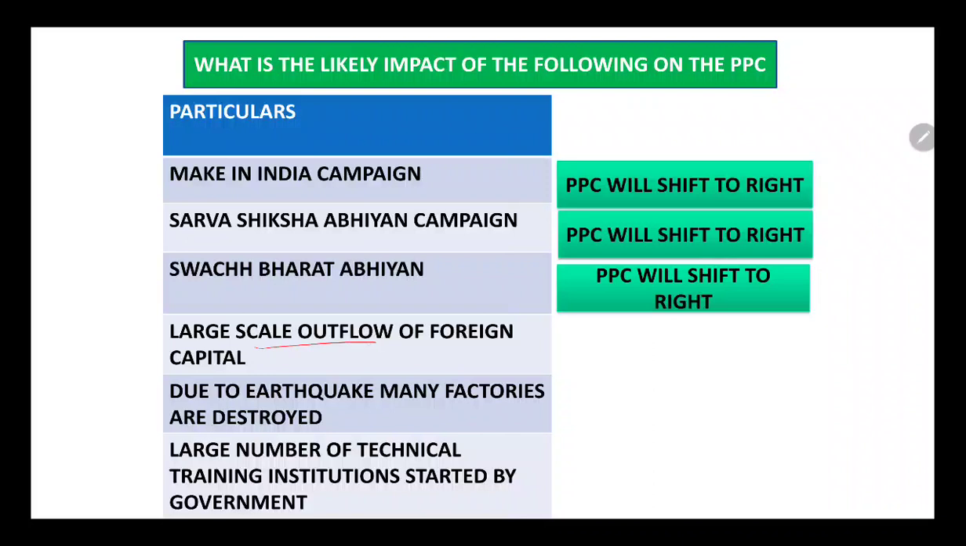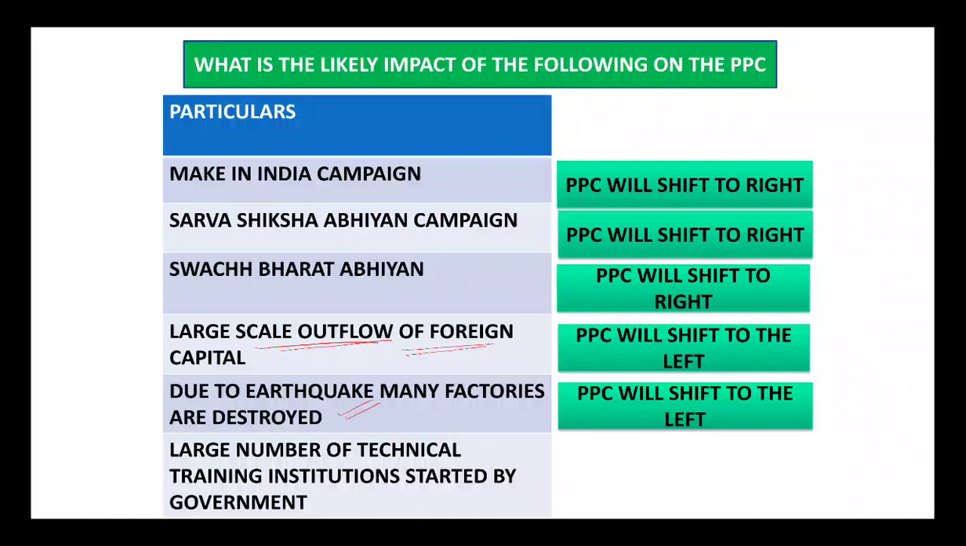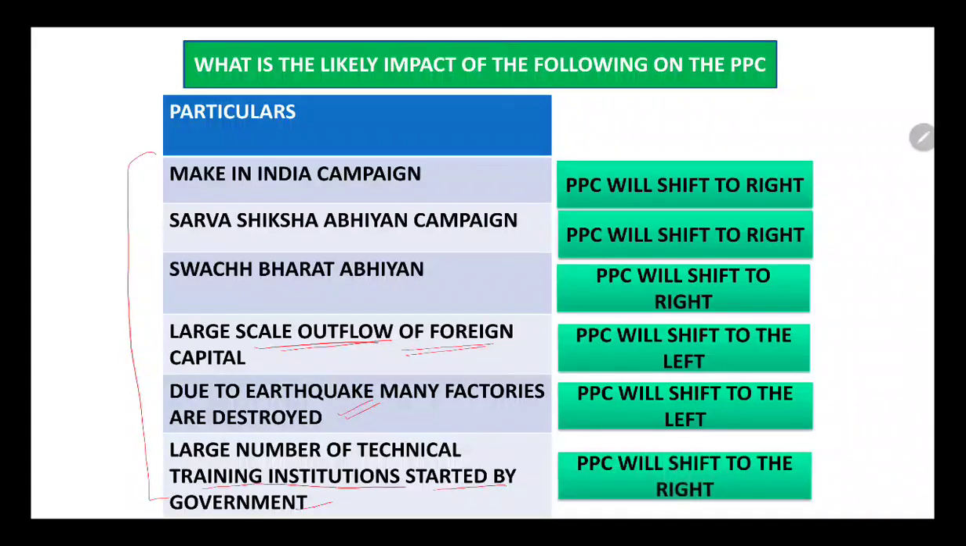If there's any large scale outflow of the foreign capital, so we are not earning out of it, it will shift towards the left, right? Due to earthquake, many factories have been destroyed. This we have already done, like the example of floods in Kerala, so of course it will shift towards the left. And large number of technical training institutions started by the government. So these kinds of examples you can expect. You can never expect a direct question that is coming. So these application based statements will be given. So you have to then give your answers accordingly. Okay. So this is the impact on the PPC when we take such kinds of examples.